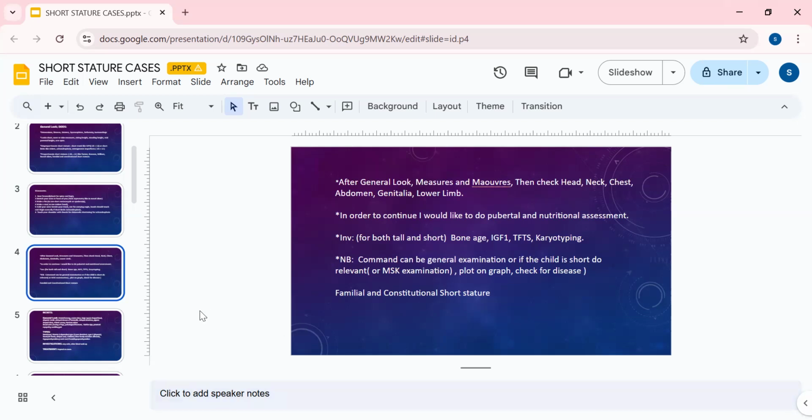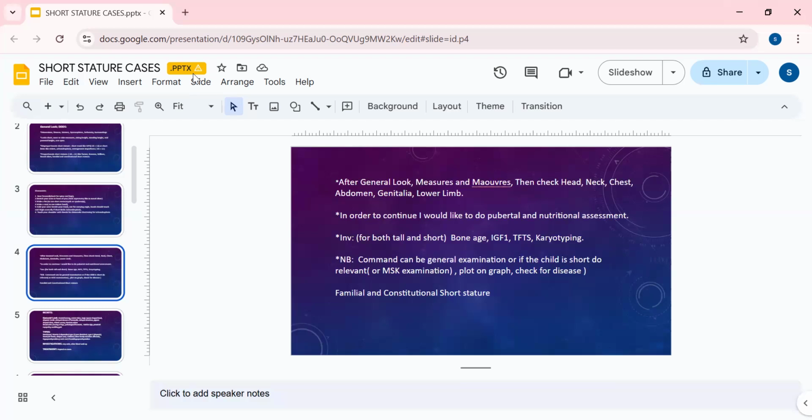Exactly. So this is a concept that is a little bit confusing, the familial and constitutional short stature, and that's why we are talking about the mid-parental height when we see a short stature child. Is it a physiological or pathological short stature? So in the beginning, the mid-parental height is very important.